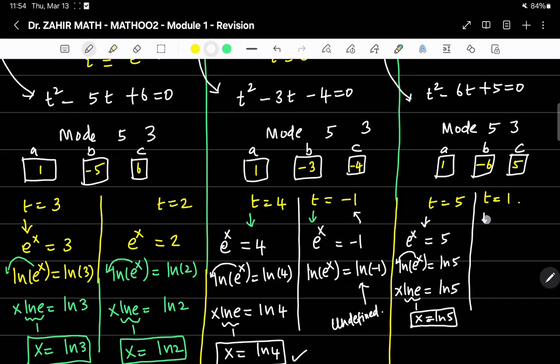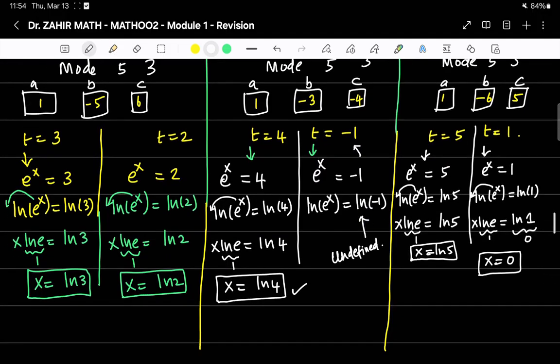Right. Now this one, e power x is equal to 1. So taking ln on both sides, ln e power x is equal to ln 1. Using the power rule, we bring this down: x ln e is equal to ln 1. What is the value of ln 1? You can find out in the calculator. Ln 1 is equal to 0. Ln e is 1, so x is equal to 0. So ln 1 is 0. You can check in the calculator. So these are the three answers.